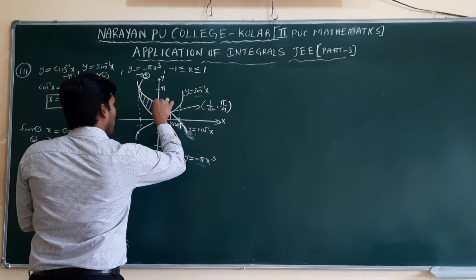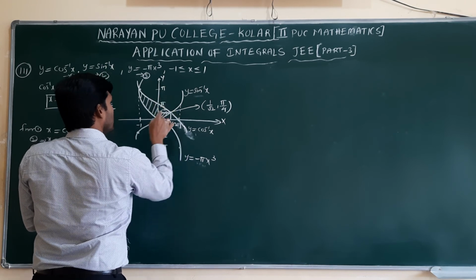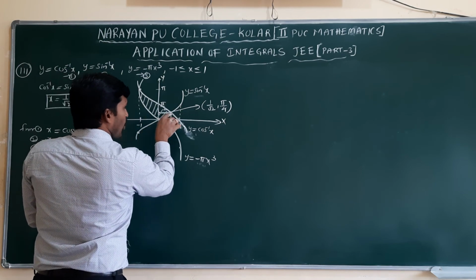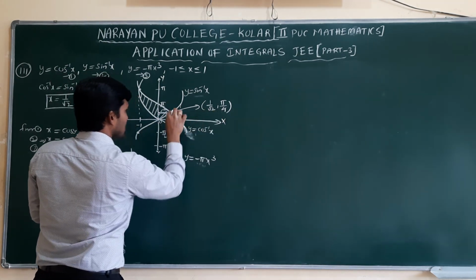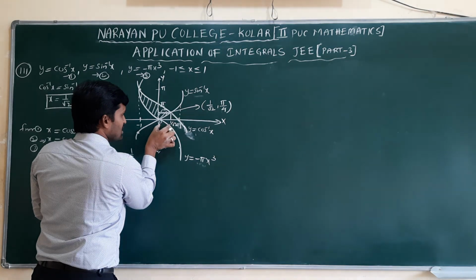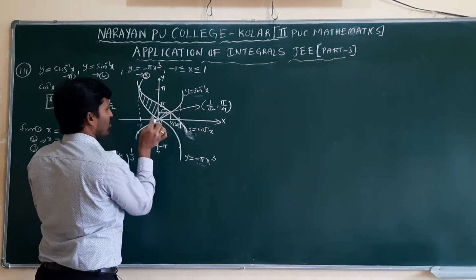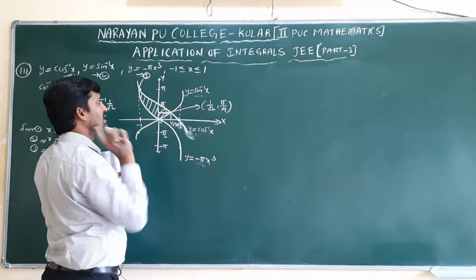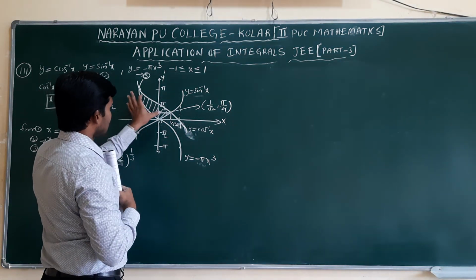Next, from pi by 4 to pi by 2, which curve is there? Cos inverse x. I am repeating again, this point is (1 by root 2, pi by 4), which means this x value, this length is 1 by root 2, this height is pi by 4. That means on the y axis, this angle is pi by 4 clearly. Now we need to find this area.